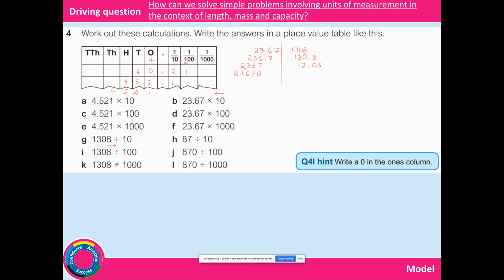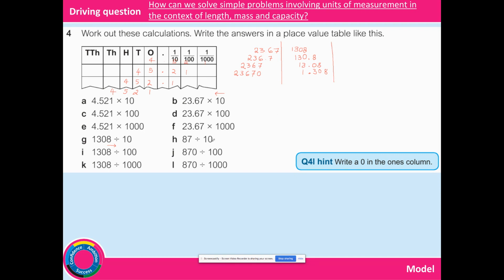Now I'm doing the same number, divide by 1,000. 3 zeros, 3 places. Here's our original, 1, 2, 3. The 1 is now going to be in the ones column. My decimal stays lined up. 3 comes over here, the 0 here, and the 8 over here. Okay, the same order of digits, 1308, 1308, 1308. They've just moved in the place value table.